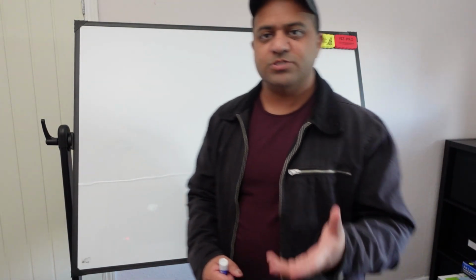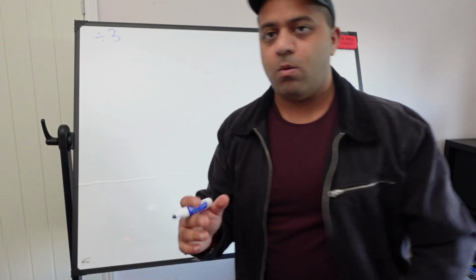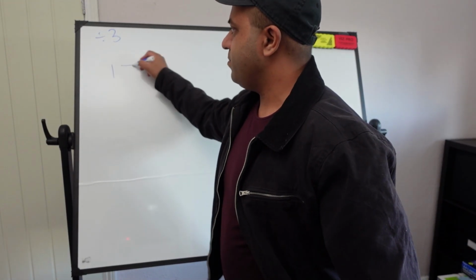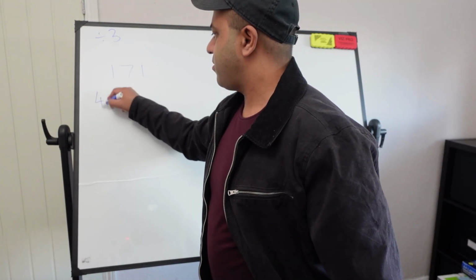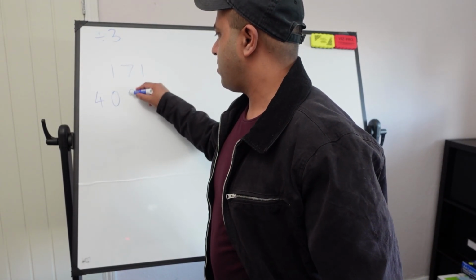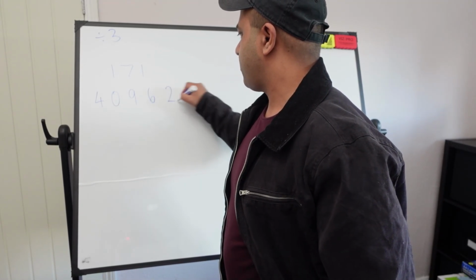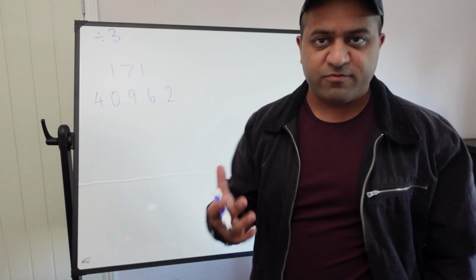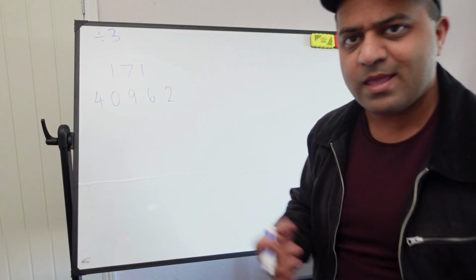Alright, next is dividing by 3. How can we tell if a number is divisible by 3 without doing the division? So, I will write 2 examples on the board. The first number, 171, and the second number, 40,962. I know that both of these numbers are exactly divisible by 3, but I haven't done the division. How do I know that?